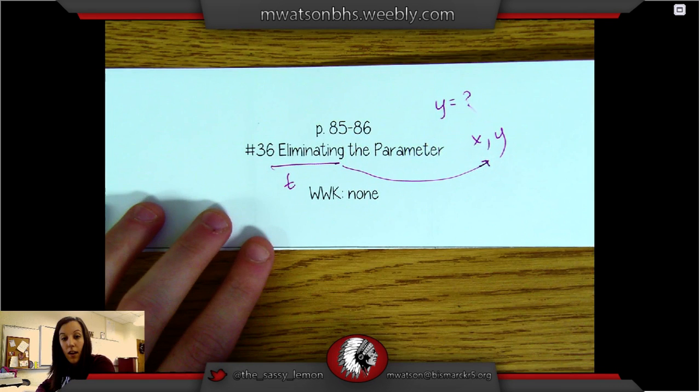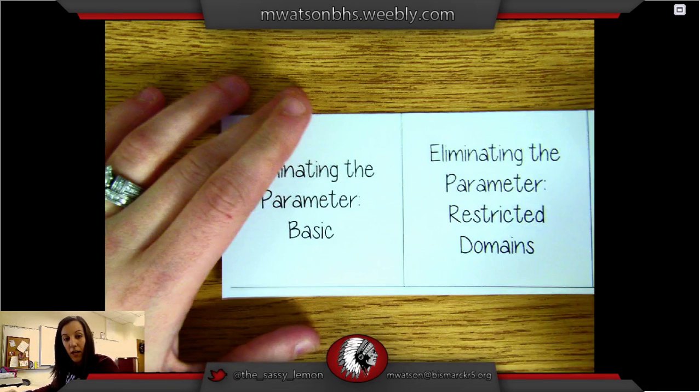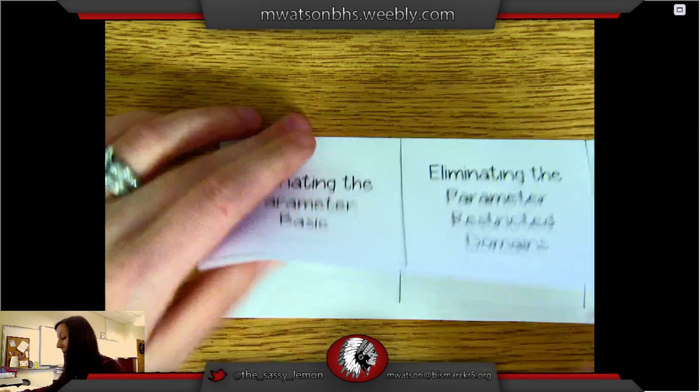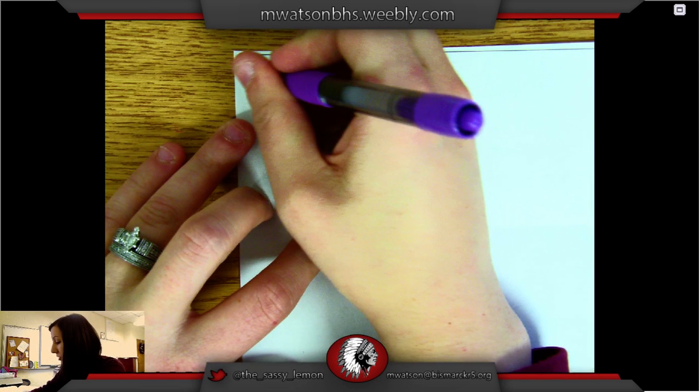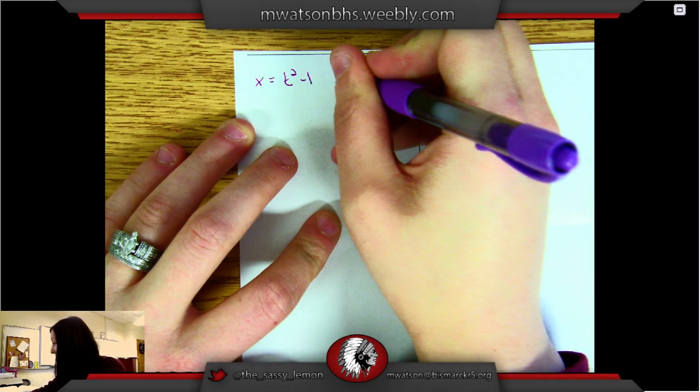So let's start out with a basic problem. Eliminating the parameter basic. And say we have two parametric equations, x equals t squared minus 1 and y equals 2t. The first thing that you have to do is solve one equation for t. So you typically want to choose the one that's the easiest.